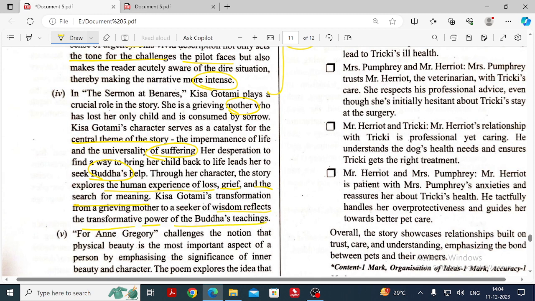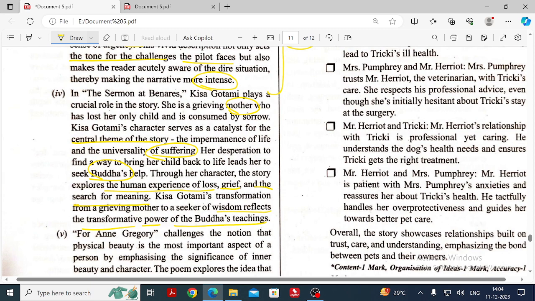The Buddha's teaching about what? That point also we should add. What is that point, my dear? The death is inevitable, not inevitable, my dear, inevitable. So you should remember that point there. Even that point you can add here.